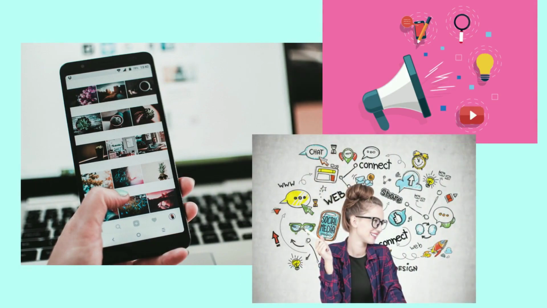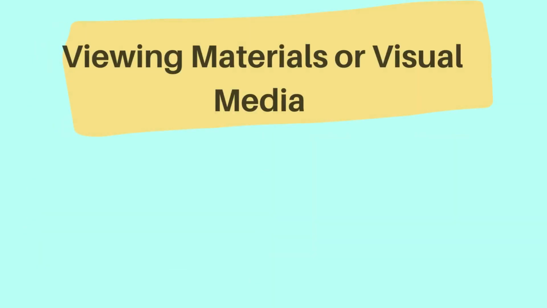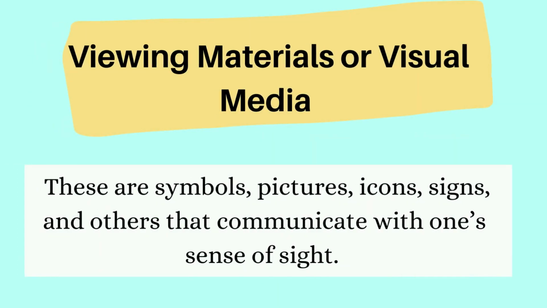Now that we have known how to categorize media as static and dynamic, let us get to know more of viewing materials or visual media. Viewing materials or visual media are symbols, pictures, icons, signs, and others that communicate with one's sense of sight. Let us see more examples of them in this next part of the module.